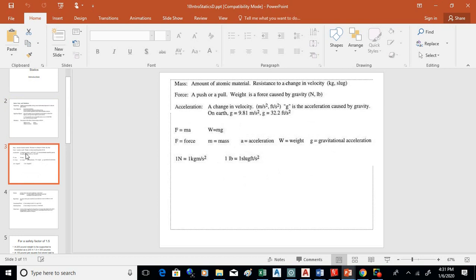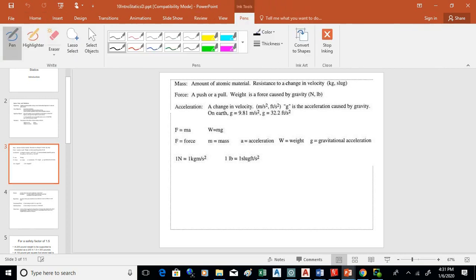A force is a push or a pull. Weight is a force that's caused by gravity. Okay, mass is measured in kilograms and slugs. Kilograms you've probably heard of because of all the science you've done. Slugs maybe not. That's an English unit. Okay, that's the English unit of mass.